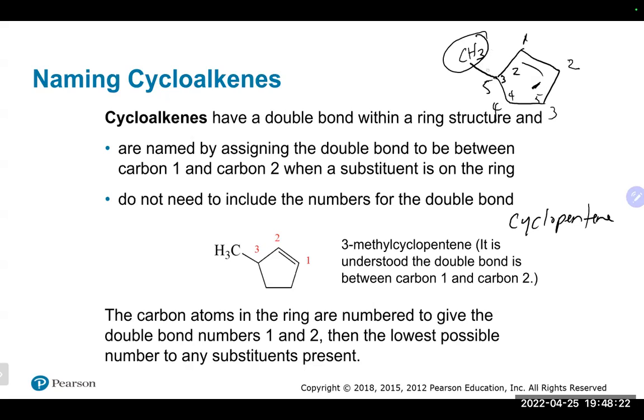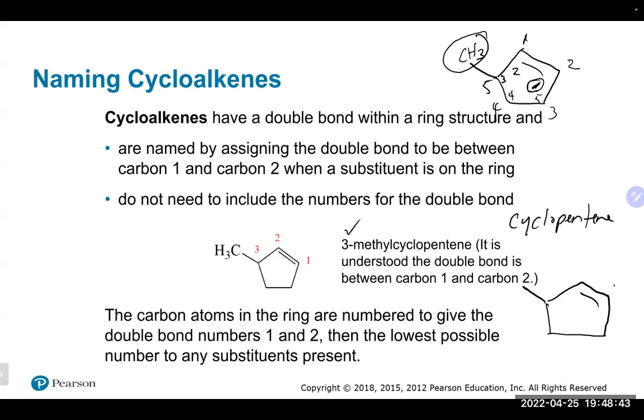So clearly we still are looking for the lowest numbering. In this case, we would want to go counterclockwise, with this being carbon number 1, to get us to 3. The one thing that you should not do is go away from the double bond when you are numbering.